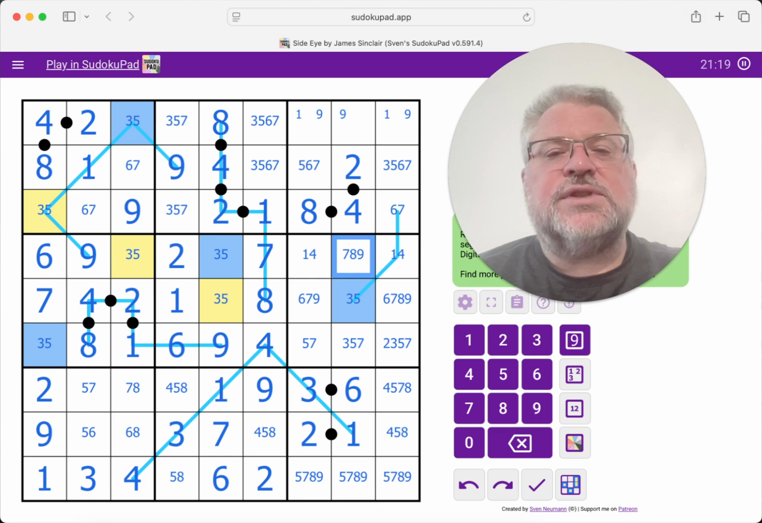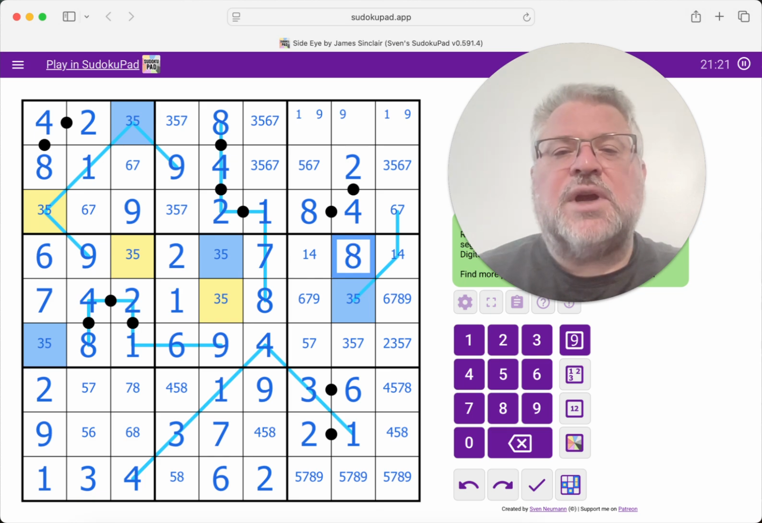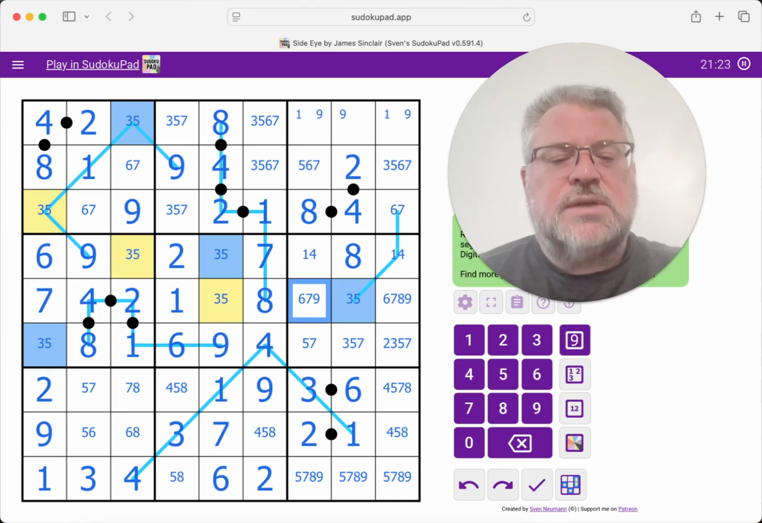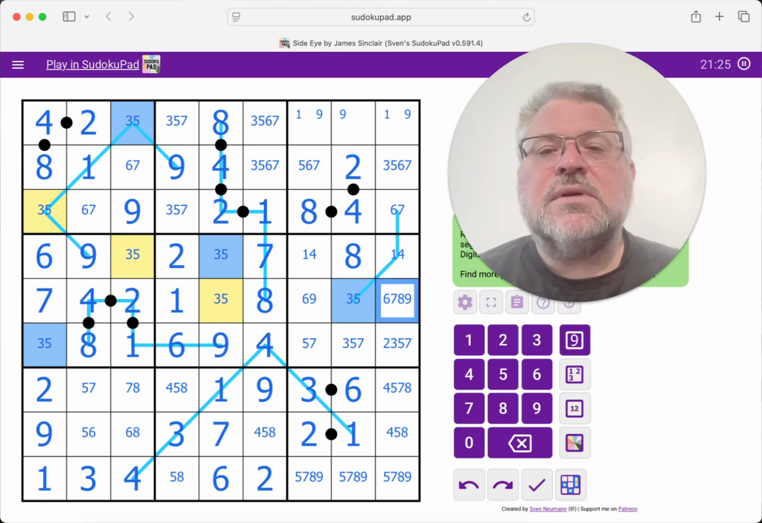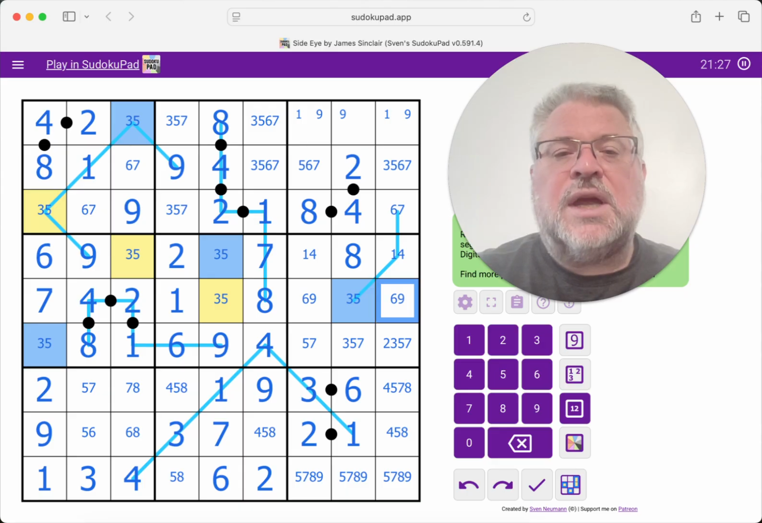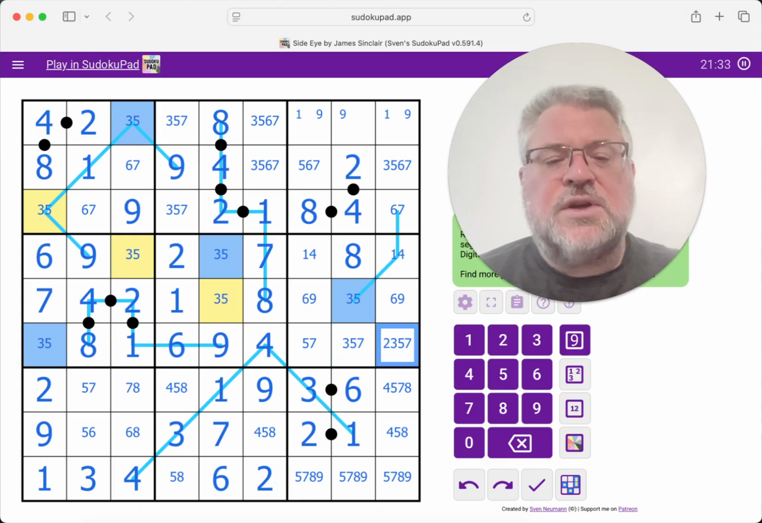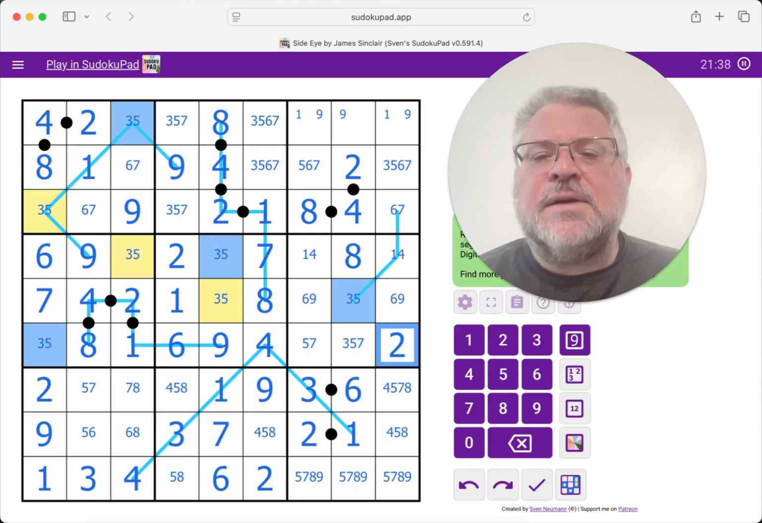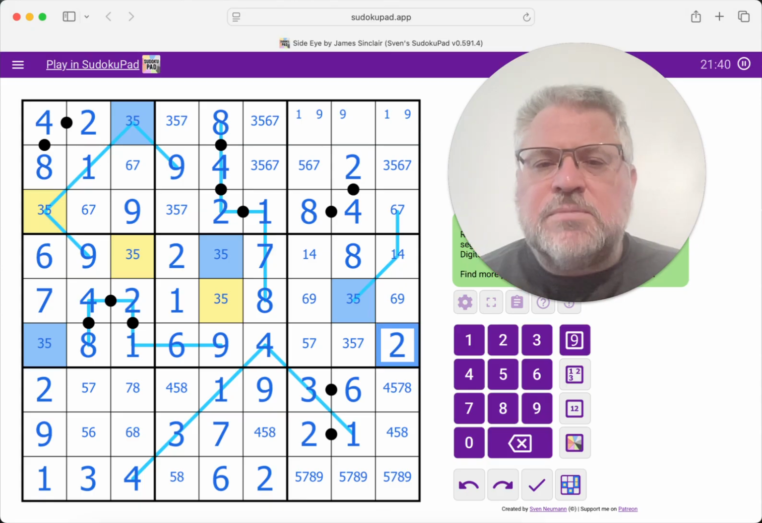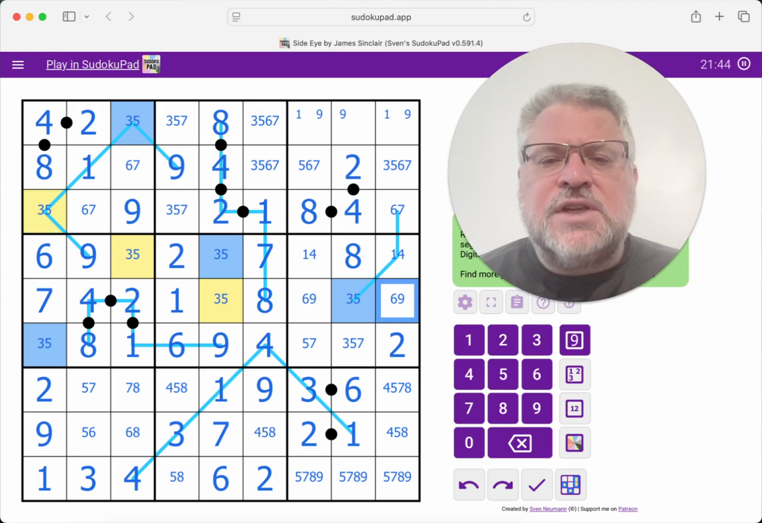That removes 7 and 9 from this cell, so this is where 8 goes. This now can't be 7. This can't be 7 or 8. So we have a 6, 9 pair. The only place for 2 is here. I think 2s have been neglected. I haven't paid sufficient attention to 2s, and I've been missing some easy wins.